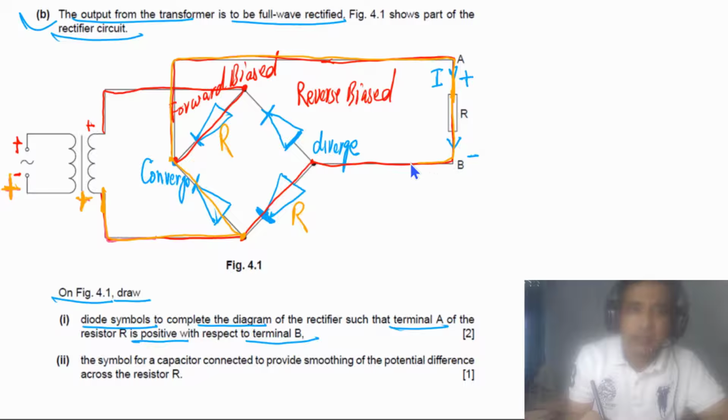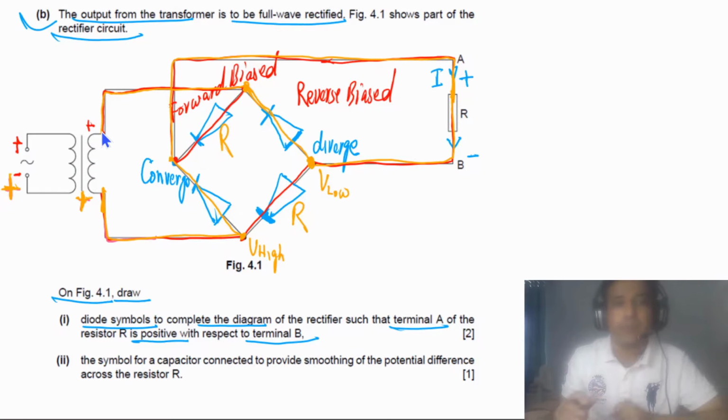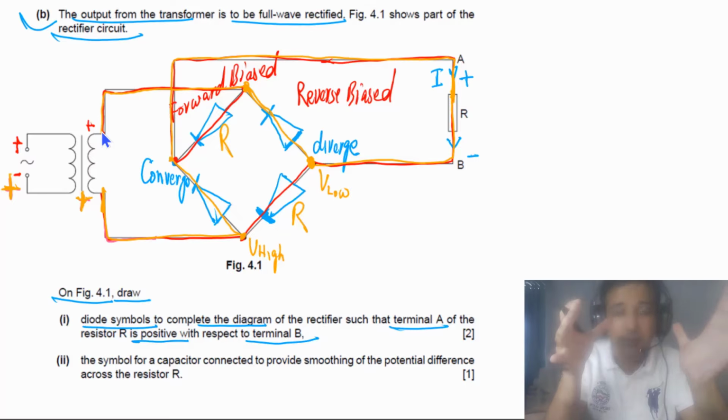Then current will pass through this one, and when current reaches this junction, it has two ways to go. This point is at high potential as compared with this one, which is at low. Current does not flow from low to high, it flows from high to low. So current will flow this way and pass through this diode. Again current will not go this way because this is at a higher potential, so current simply will flow like this. It means that our diagram is correct.